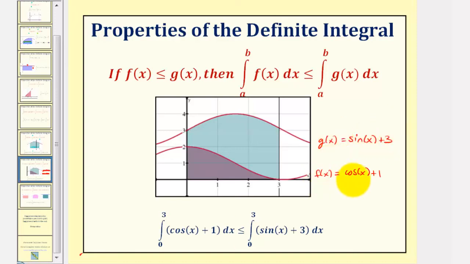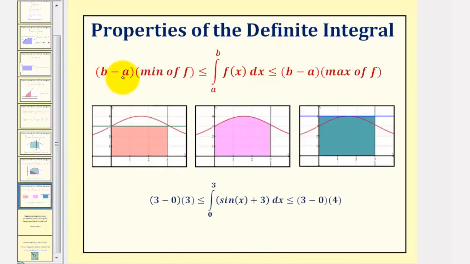And since f of x is always less than or equal to g of x, the integral of cosine x plus 1 from 0 to 3 is less than or equal to the integral of sine x plus 3 from 0 to 3. Where because both functions are non-negative, this integral is equal to the area of this darker shaded region here, and this integral here would be equal to the area of the combined shaded regions we see here. Let's take a look at one more property.